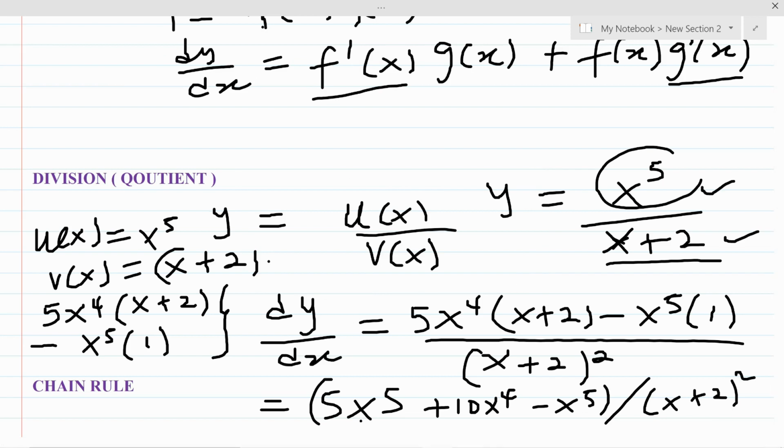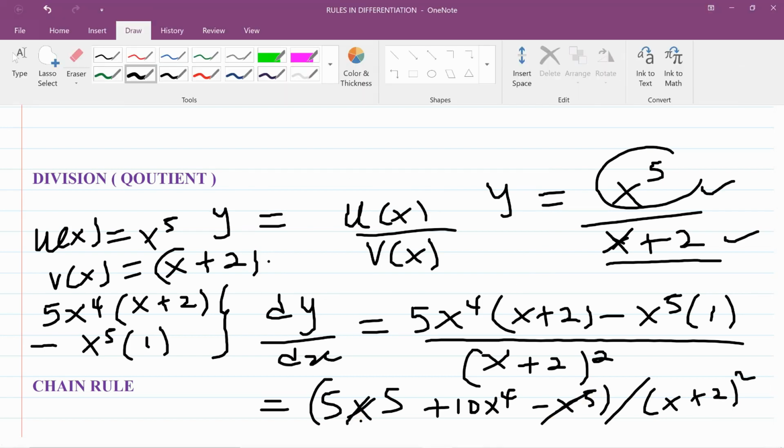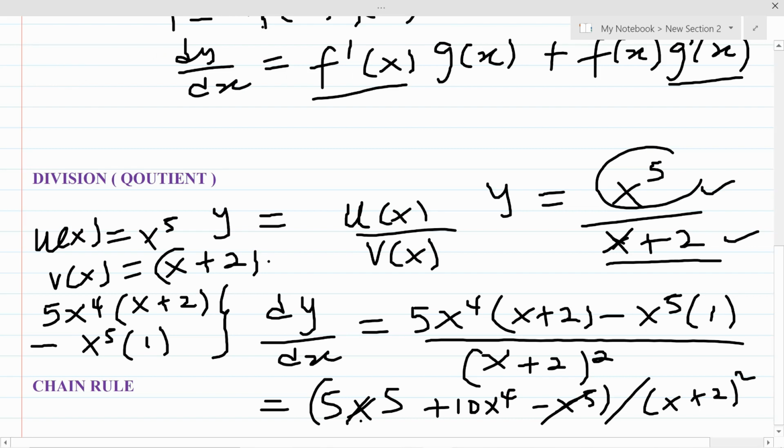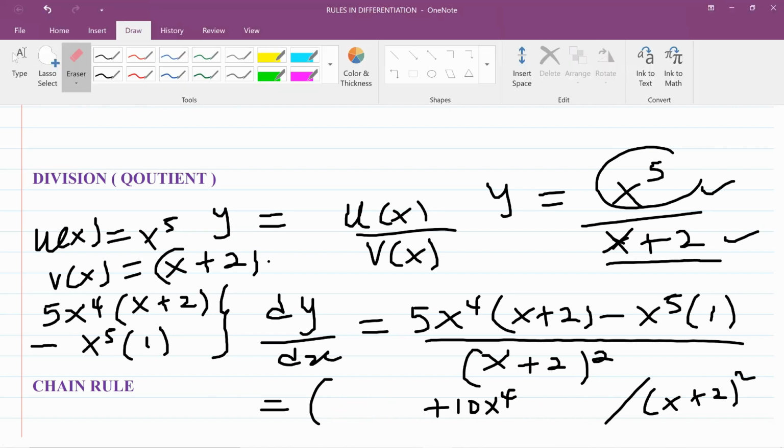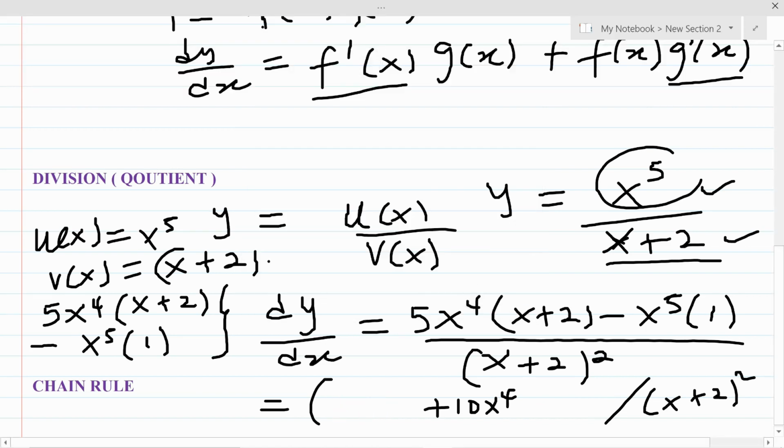You can see that one of these will take one of these out. There are 5 of them, so if it takes it out, what will happen? We'll get 4x to the power 5 rather. So everything will be 4x to the power 5 plus 10x to the power 4 all over this. So this will be your final answer for the derivative of this. That is the rule for differentiating functions that are dividing.